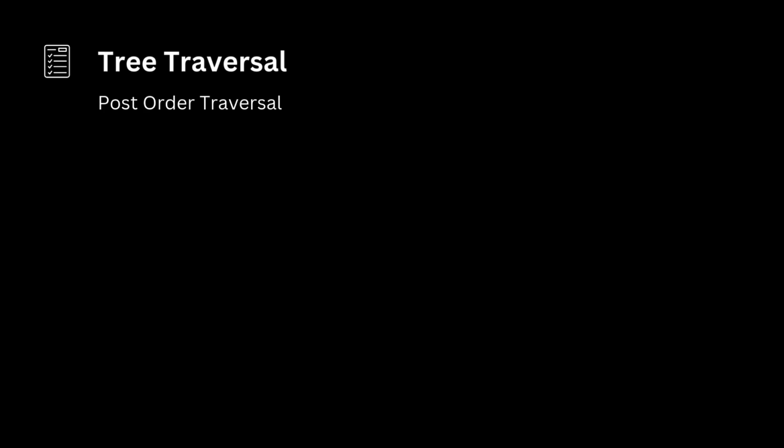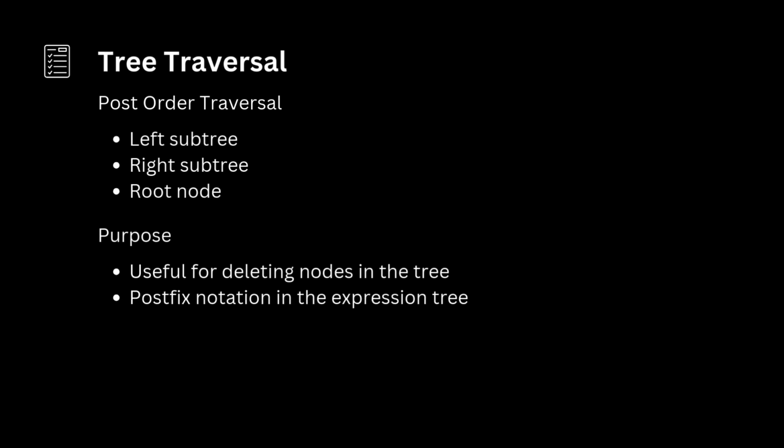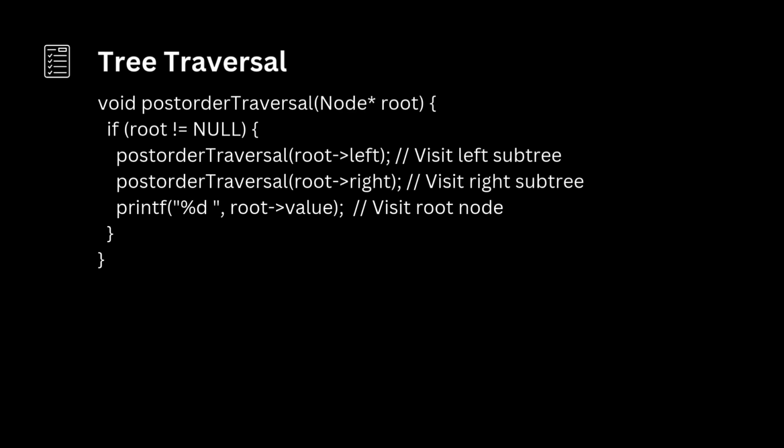The next one is post-order traversal. In post-order traversal, nodes are recursively visited in the following order: left subtree, right subtree, then root node. Purpose: post-order traversal is useful for deleting or freeing nodes in the tree. As it processes all children before their parent, it is also used for postfix notation in expression trees. This is the implementation of the post-order traversal in C language.